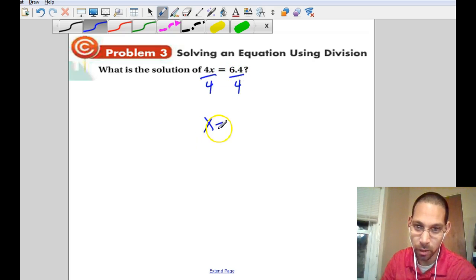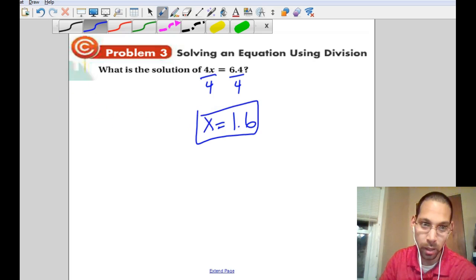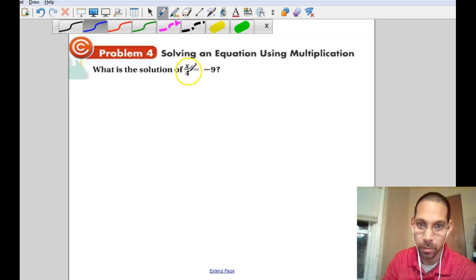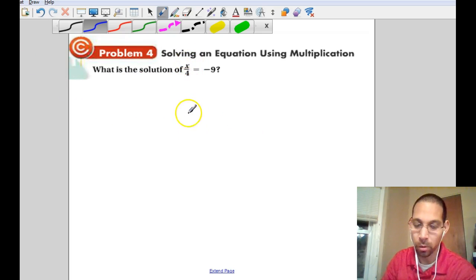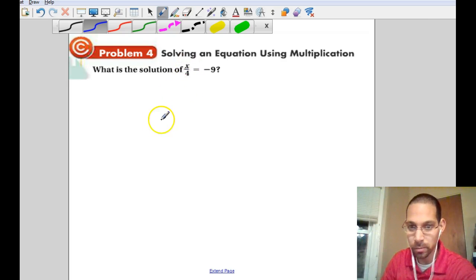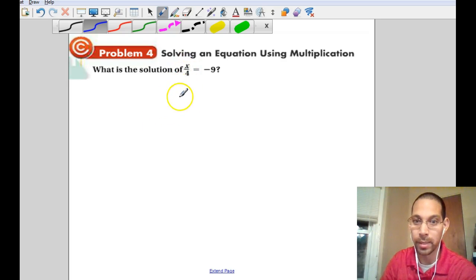You can punch this in a calculator. I believe, if I remember right, this is 1.6. Okay, you might want to double check me on that, but done. One step. Same idea right here. This is x divided by 4. So how do you undo division? With its opposite. The opposite of division is multiplication.